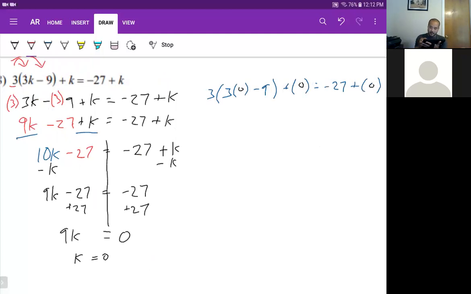Okay, so essentially, this goes away, this goes away, this goes away. 3 times negative 9 is negative 27, which equals negative 27. It works. Cool. k equals 0. This is what we're doing today.